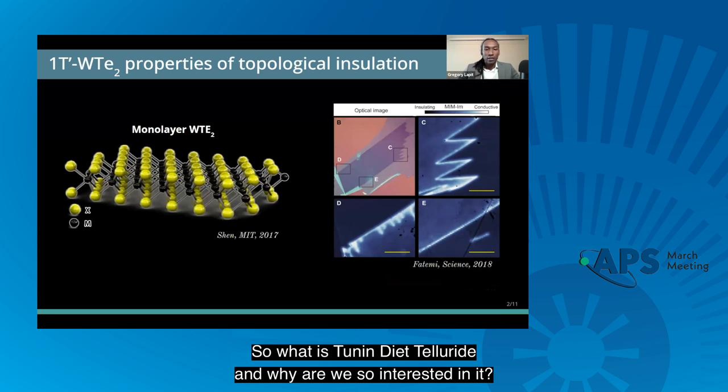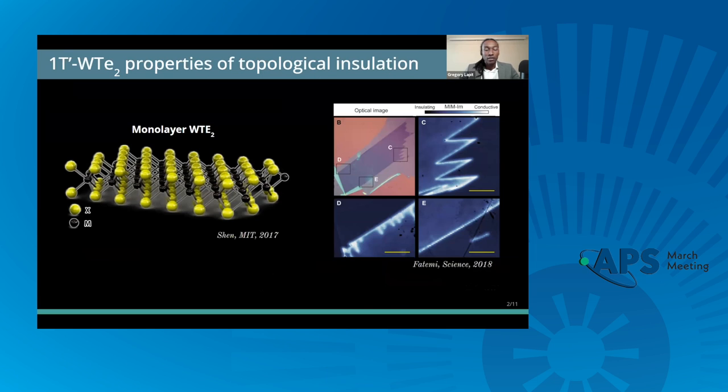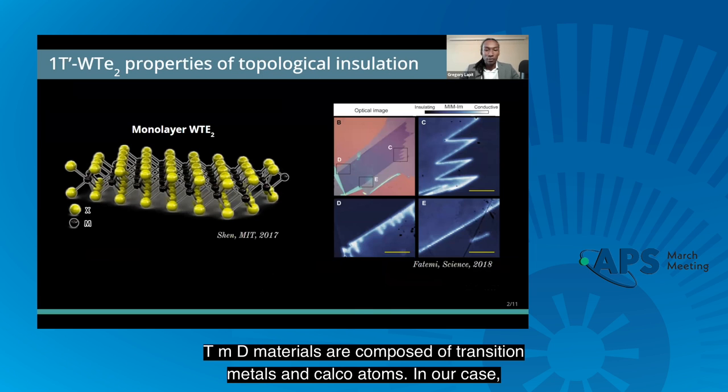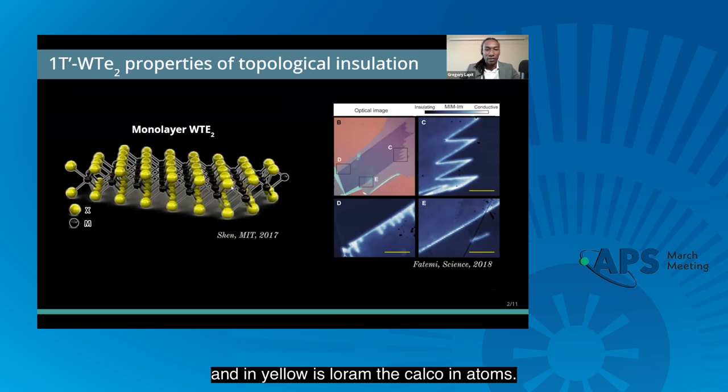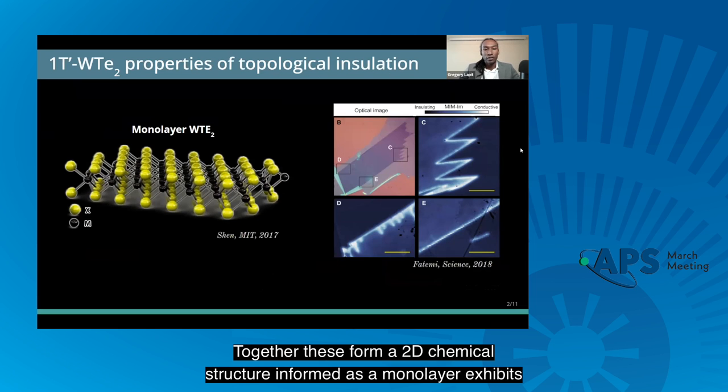So, what is tungsten ditelluride and why are we so interested in it? Tungsten ditelluride belongs to the class of transition metal dichalcogenides, or TMD materials. TMD materials are composed of transition metals and chalcogen atoms. In our case, the tungsten here displayed in black is the transition metal, and in yellow is tellurium, the chalcogen atoms. Together, these form a 2D chemical structure and formed as a monolayer exhibits physical properties that we are interested in.